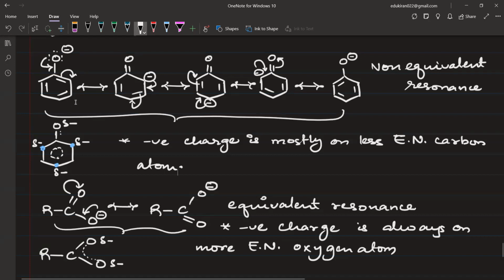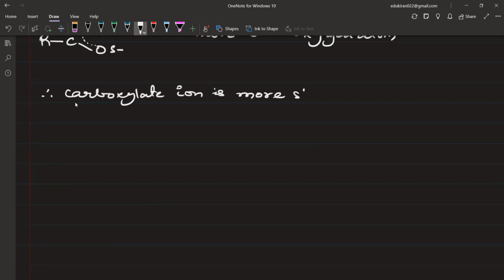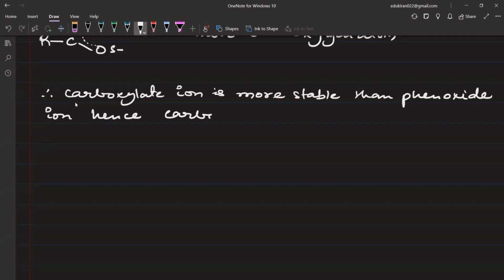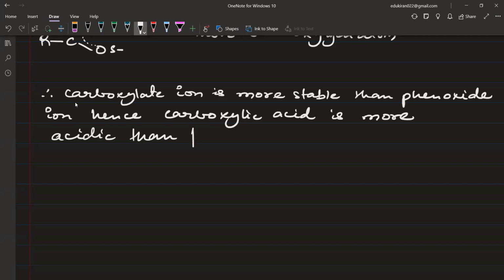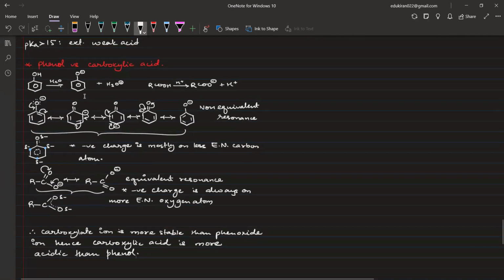Okay? Therefore we write, therefore carboxylate ion is more stable than phenoxide ion. Hence, carboxylic acid is more acidic than phenol. Those who haven't written it, please write this down.